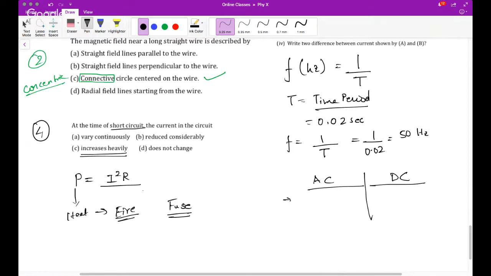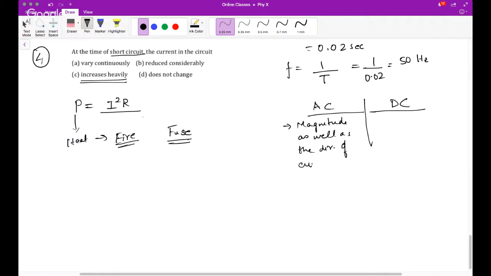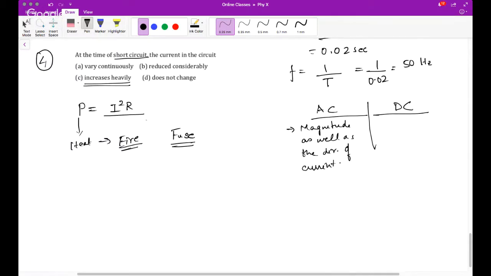First, in AC the magnitude as well as the direction of current changes. Here in DC, magnitude as well as direction stays constant over time.